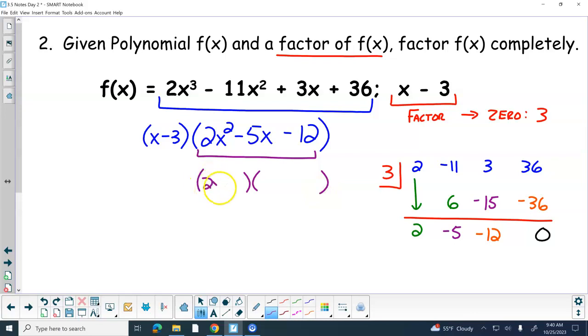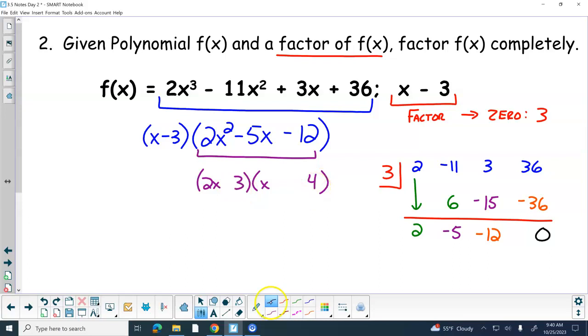2x and x. Love it. Okay. Now for 12, my choices are 1 and 12, 2 and 6, 3 and 4. Anybody got any feelings? 4 and 3? You want to go 4 first or 3 first? 3 first?